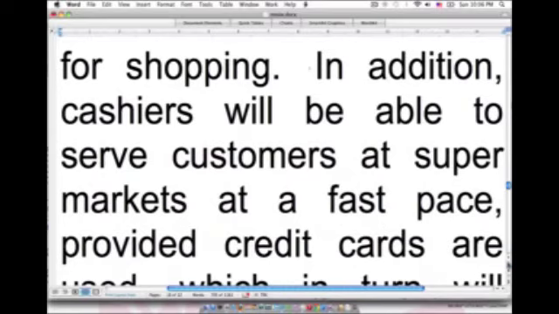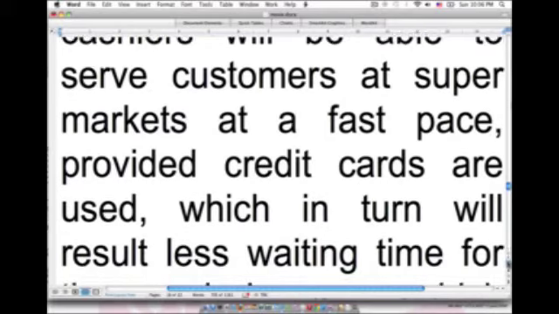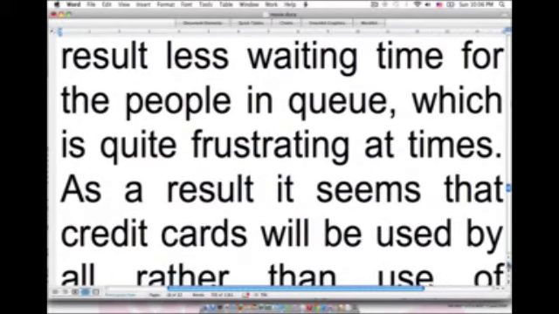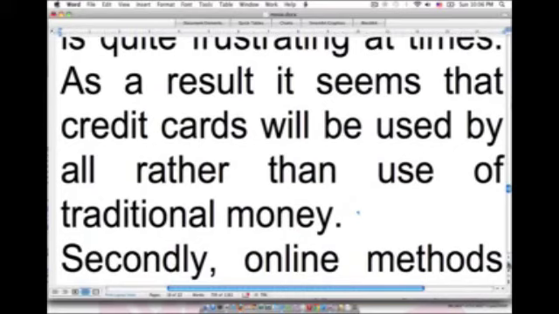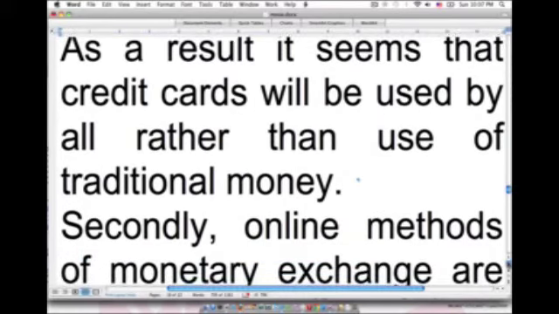In addition, cashiers will be able to serve customers at supermarkets at a fast pace, provided credit cards are used, which in turn will result less waiting time for the people in queue, which is quite frustrating at times. As a result, it seems that credit cards will be used by all rather than use of traditional money.